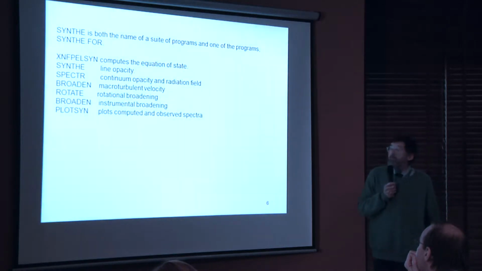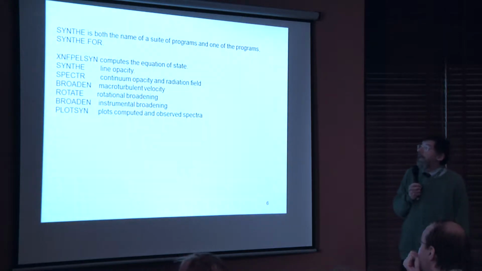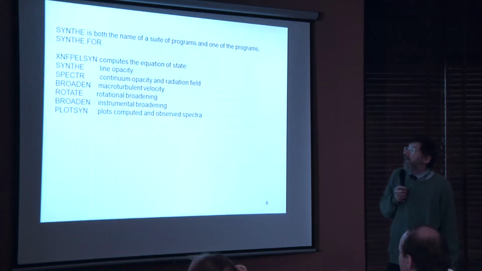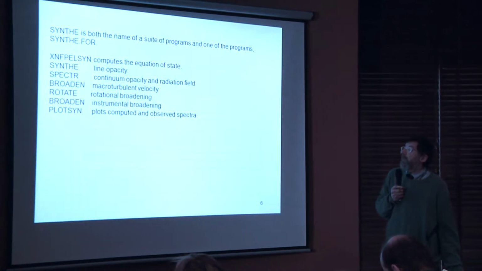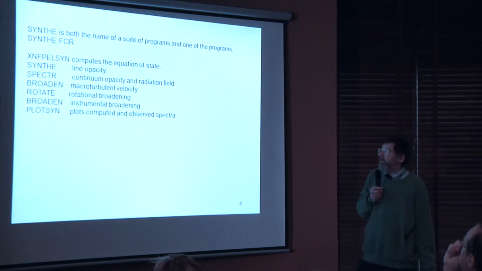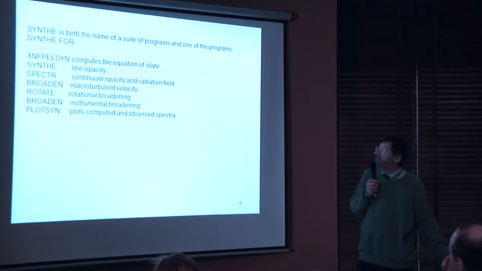So I'm using the term Synthe for a whole suite of programs for computing spectra. And Synthe.4 is just one of those in the suite. The first program that computes the equation of state is called XNFPELSYN, and the X stands for abundance, N is number density, F is ionization fraction, P is partition function, and L is electrons. So it calculates all those variables.